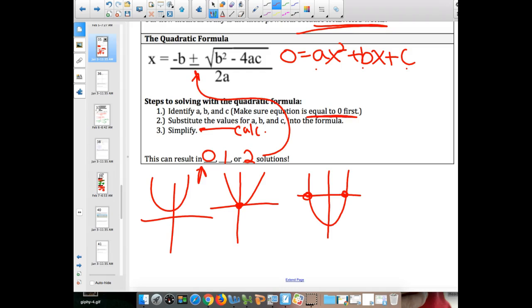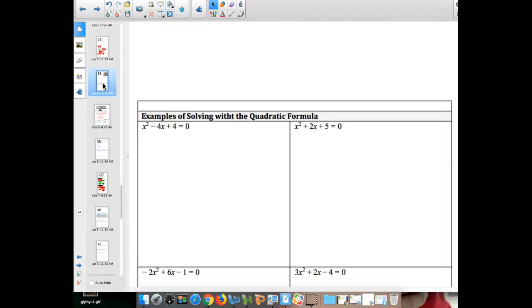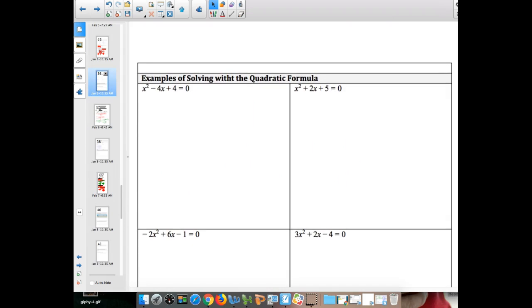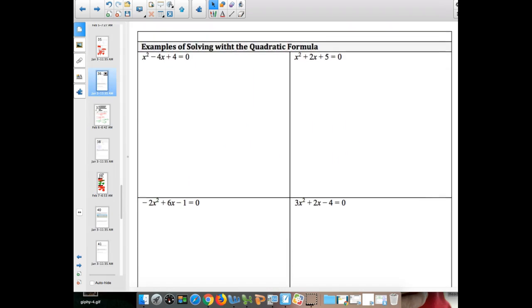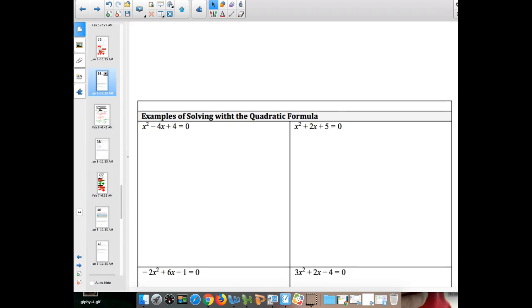Now, if I am going too fast, please make sure you are pausing and rewinding as you need this video to do well. So we're going to do a couple examples. We're going to do a couple word problems, and then we will be done. As I'm looking at these 4 problems here, they all equal 0, so step 1 is done for us.